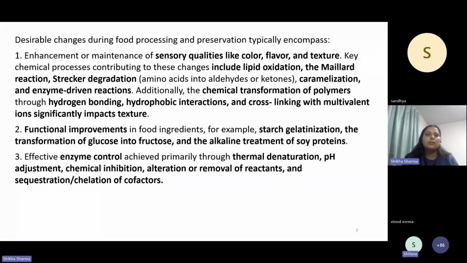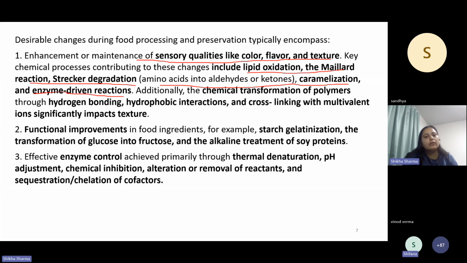So the desirable changes include the enhancement or maintenance of sensory qualities like the color, flavor, and the texture. It occurs when the food is being processed. Like there are some chemical reactions like the lipid oxidation, Maillard reaction, Strecker degradation, in which the amino acids are converted into the aldehydes and the ketones, or the caramelization of the sugar at the high temperature, which develops the brown color and different kinds of caramelized flavor, which is also desirable.